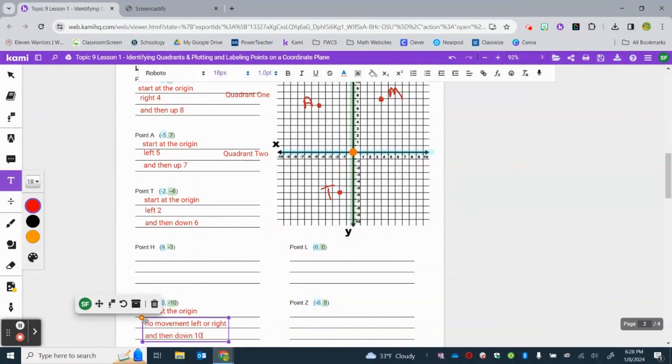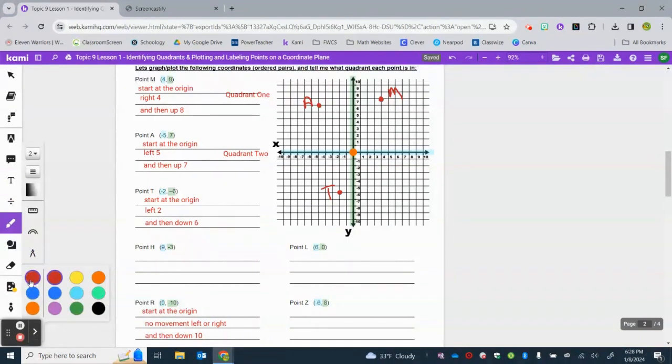So if we look at graphing this onto our coordinate plane, I'm going to do exactly what I said in our statement there. I'm going to start at the origin. I am not going to move left or right. I am just going to go down 10 spaces. Again, count very carefully. 1, 2, 3, 4, 5, 6, 7, 8, 9, 10. And I'm going to plot my point. And you'll notice that this point is going to be exactly on the y-axis, and that's okay.